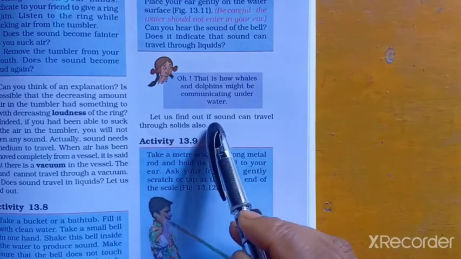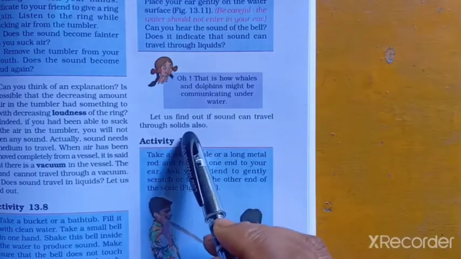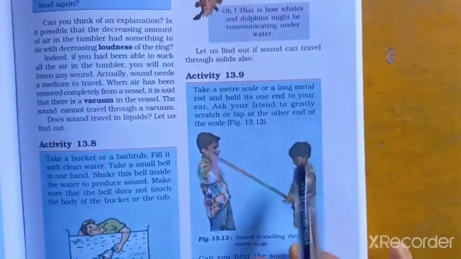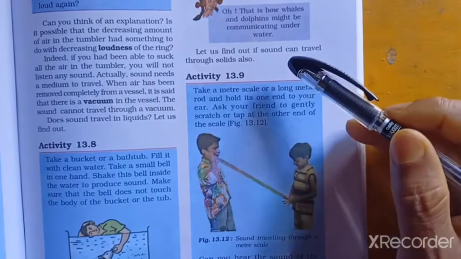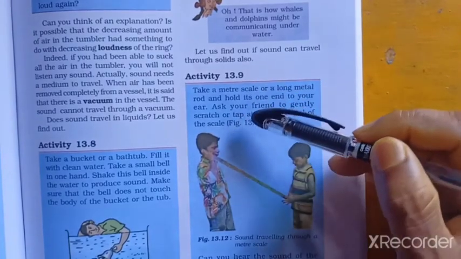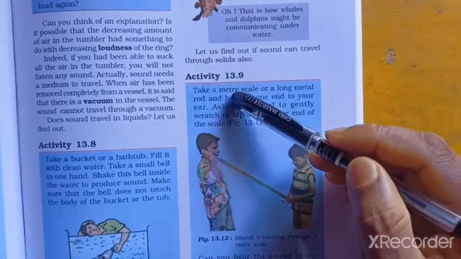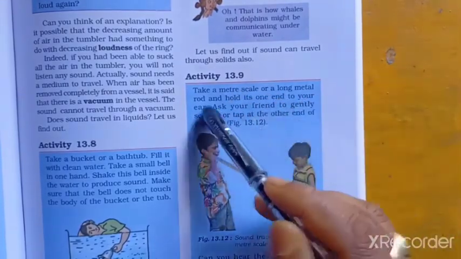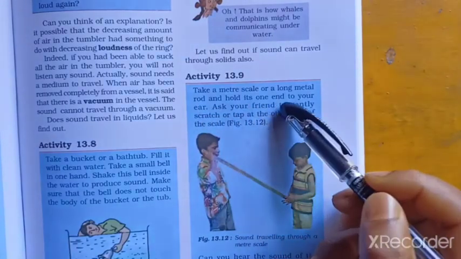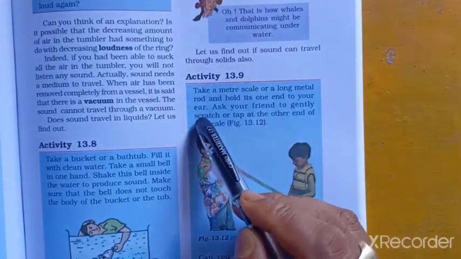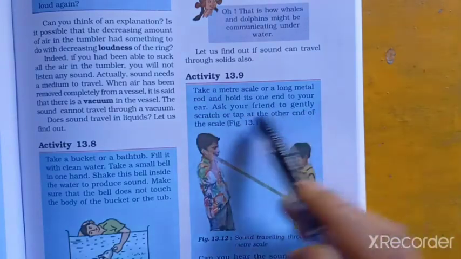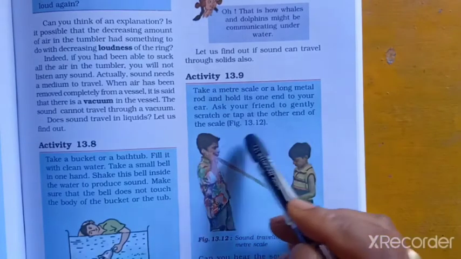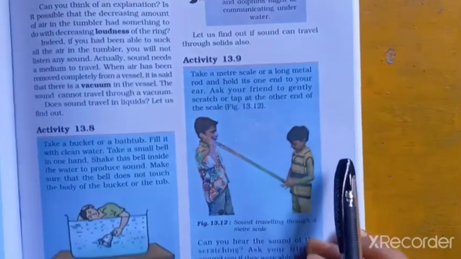Let us find out if sound can travel through solids also. So let's try to learn about this from this activity. Activity 13.9. Take a meter scale or a long metal rod and hold one end to your ear. Ask your friend to gently scratch or tap at the other end of the scale. You see this in figure 13.12.